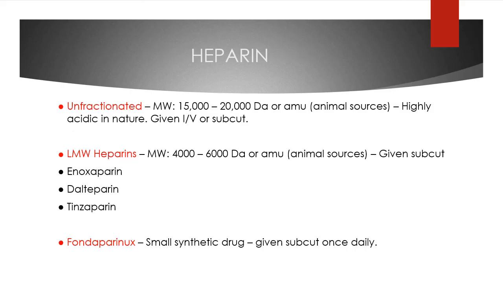Heparin can be unfractionated or low molecular weight. Unfractionated heparin, with molecular weight from 15,000 to 20,000 Da, that is Dalton, or AMU, that is atomic mass unit, is derived from animal sources and is highly acidic in nature. Unfractionated heparin is given parenterally through IV route or subcutaneously.